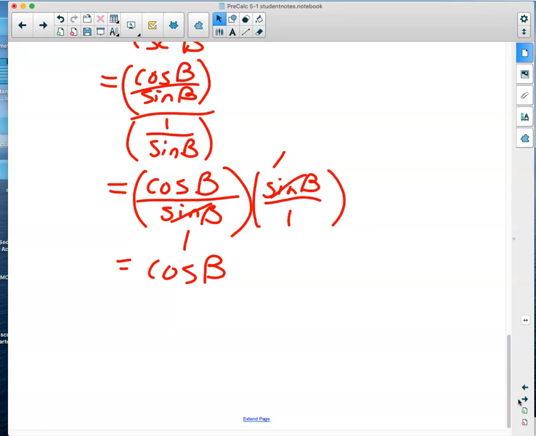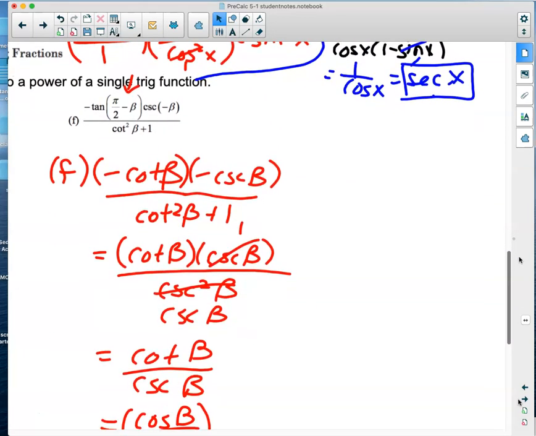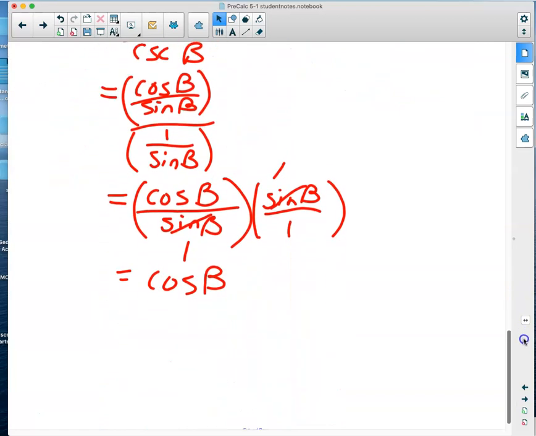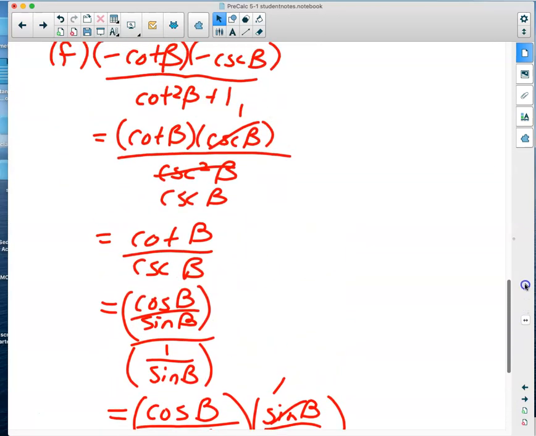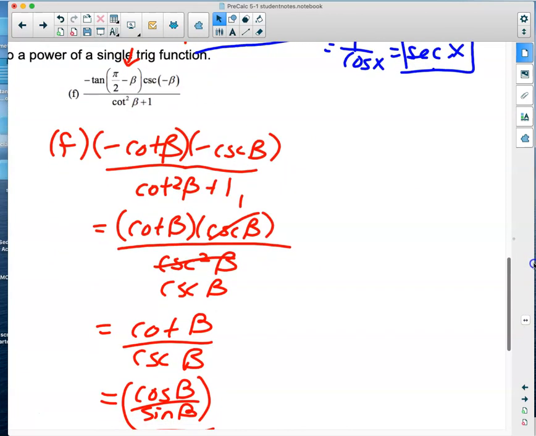And again, that all came from that negative tangent of pi over 2 minus beta, cosecant of negative beta over cotangent squared beta plus 1. Now, one of the things I wanted to mention here is, notice how I decided to go with vertical work with this problem, and I just kept going vertical the whole way. What you need to do is have your work organized so that it's easily followable.